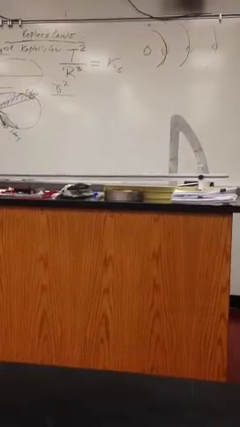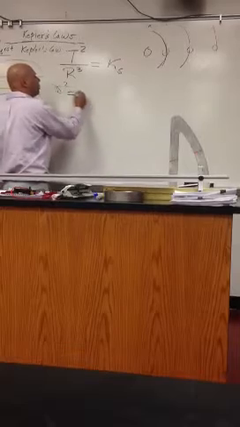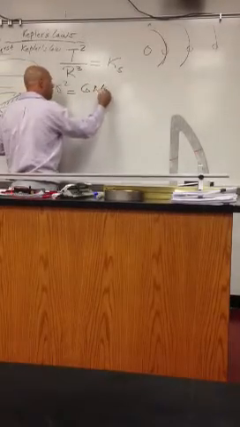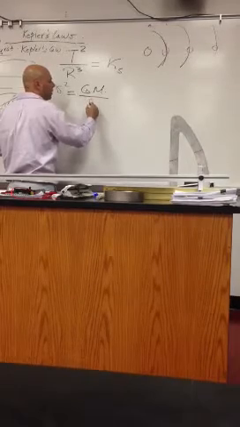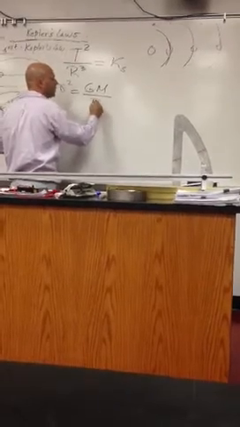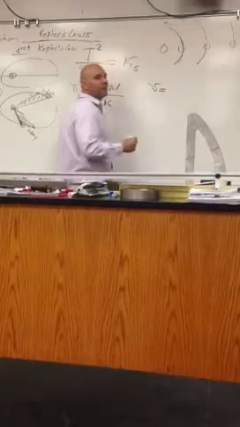is equal to what? V squared is equal to GM over R. In this case, R will be the distance from the planet to the sun. On the other side, we know that V is the distance over time.